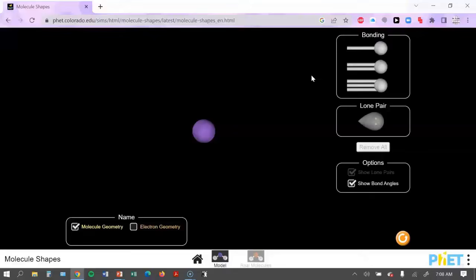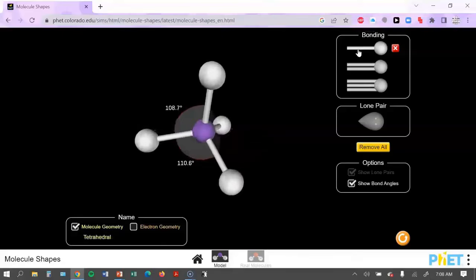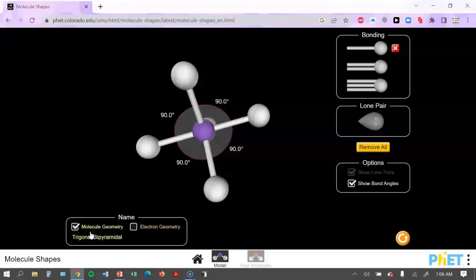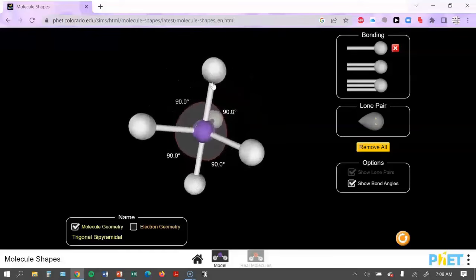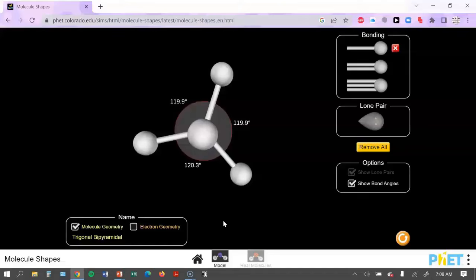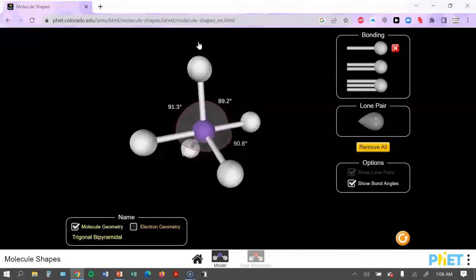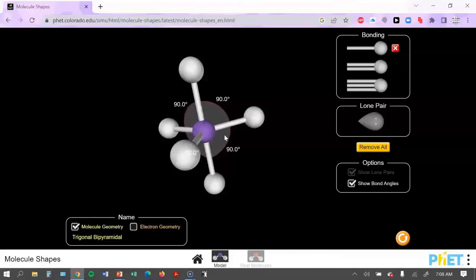So when we use the PhET simulation to build this molecule, we need 5 single bonds. So the molecule geometry is called trigonal bipyramidal, and as I move this molecule around, you can see that the bond angle is 90 degrees between this top atom and the 3 atoms in the middle. But if I rotate the molecule, you can see that in that center area, the bond angle is 120 degrees. So it's 120 degrees between the middle, and it's 90 degrees between the top and that center plane.